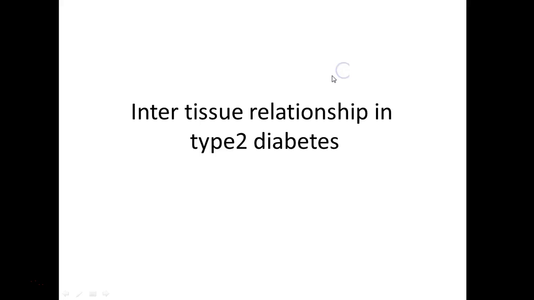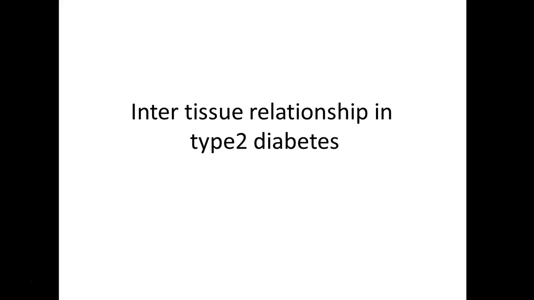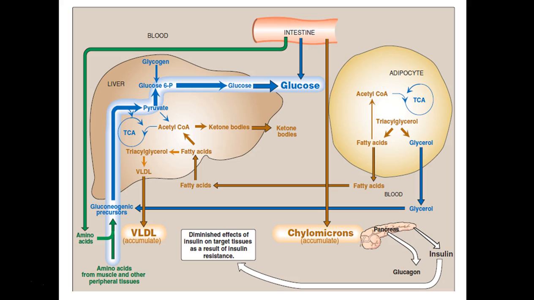So genetics, glucose toxicity and free fatty acid toxicity also will lead to decline in beta cell function. Then there are two important terms: microvascular complications and macrovascular complications. So retinopathy, nephropathy, and neuropathy are microvascular complications, whereas cardiovascular disease or stroke are considered macrovascular complications. So now we will look into the intertissue relationship in type 2 diabetes.